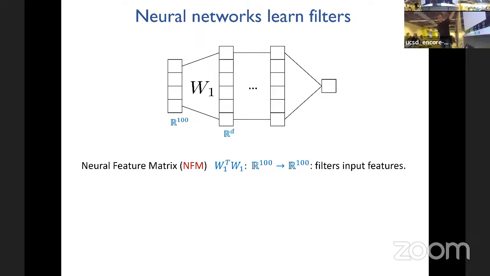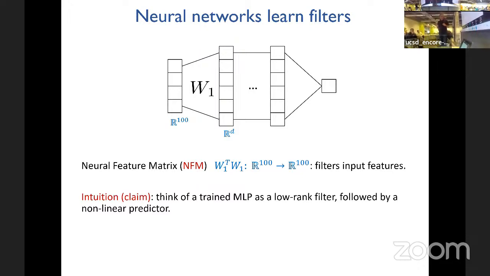If the number of neurons in the second layer is D, then the first layer is a D by 100 matrix. You can define this neural feature matrix, sometimes also called the neural covariance matrix, which is just W1 transpose W1. It's a 100 by 100 matrix. You can think about what W1 does: it essentially filters the input according to the large eigenvectors of this. You can think of the singular value decomposition of W1, but it's kind of the same thing. You can take the square root of it. And the claim I'm making is that you should think of a trained neural net, an MLP in this case, as a low-rank filter followed by a nonlinear projection.